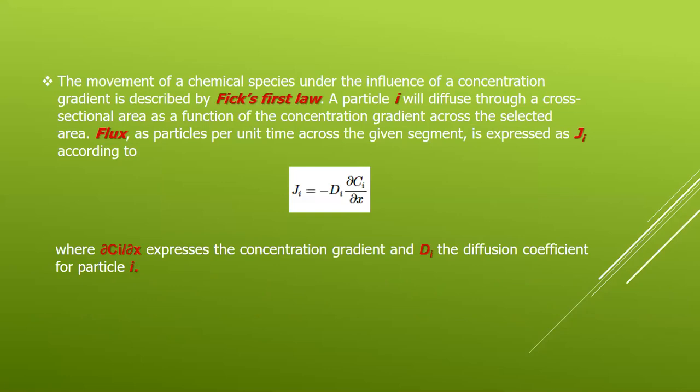In Fick's first law, a particle I will diffuse across a cross-sectional area as a function of the concentration gradient, and that concentration gradient is this one, across the selected area. So the flux, which is particles per unit time across the given segment, is expressed as J sub I according to this particular equation. We refer to this as the flux, J sub I. The subscript pertains to particle I.